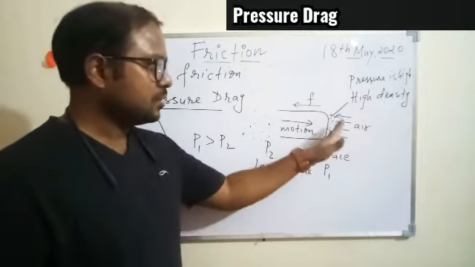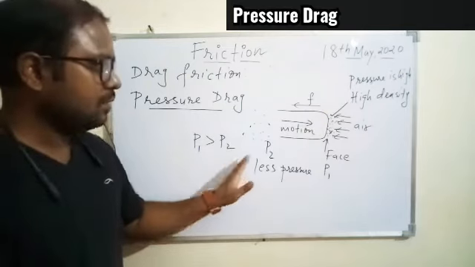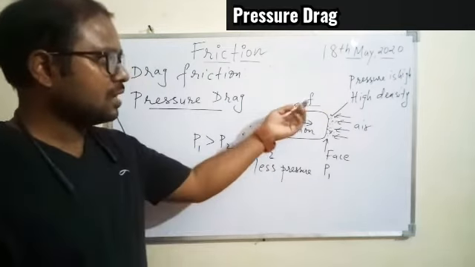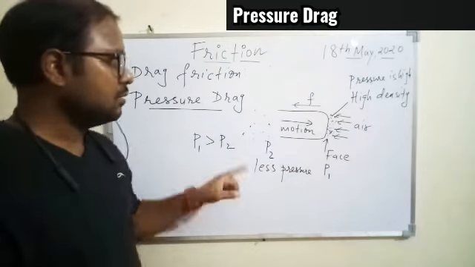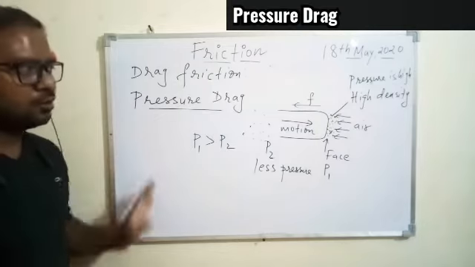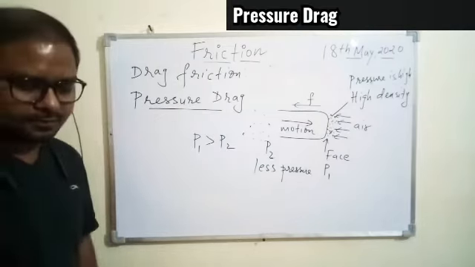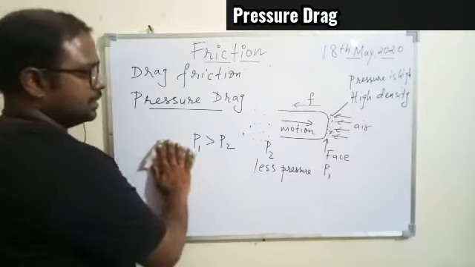Because of this concept, whenever you are trying to move in the atmosphere, air gets compressed, and because of that the pressure becomes high in front. At the back the pressure is low, and because of the difference in pressure you start getting a backward force which opposes your motion, and that force is given the name friction. That is nothing but pressure drag. I hope you understood the concept. Okay, so things are related. We are going for the next.